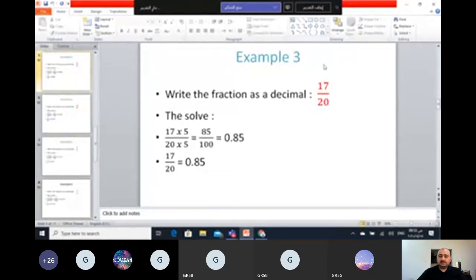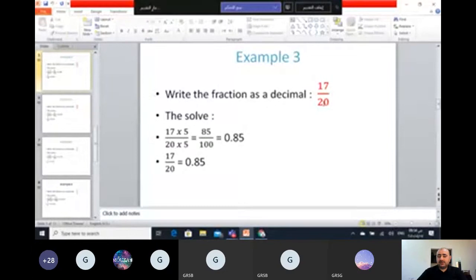Example 3. Write the fraction as a decimal. We have this fraction now, 17 over 20. Look at the denominator, down here. 20 is not a power of 10. So the first step, change 20 to a power of 10. Ask yourself, which number times 20 equals 100?